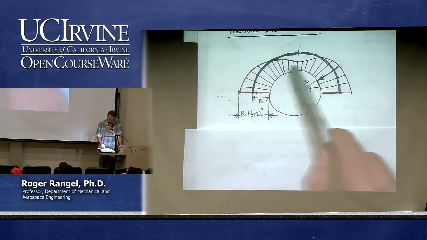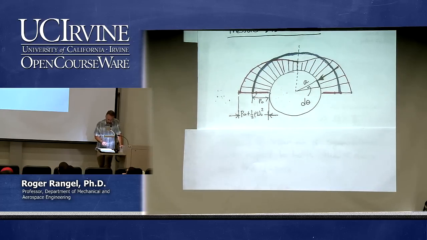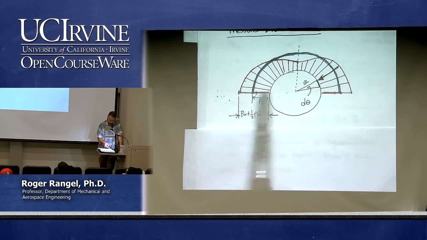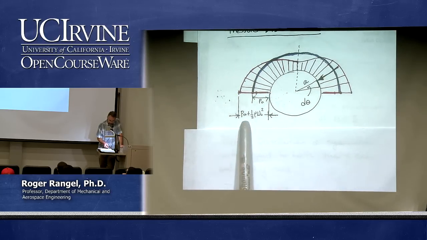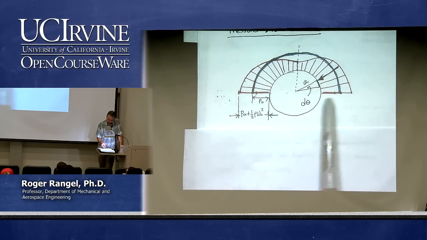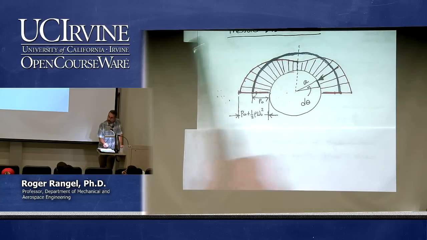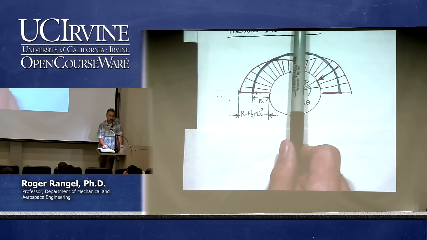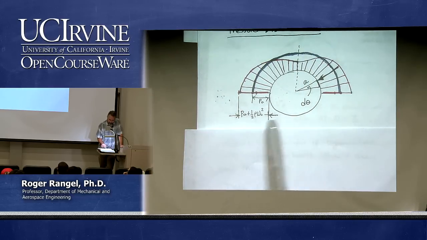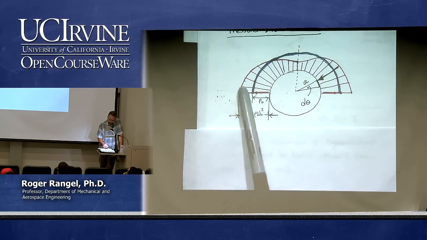So there is my cylinder. The red is the pressure on the cylinder that I was just talking about. So at the front, at the stagnation point, it is P naught plus 1/2 rho u naught squared. Same thing for the back. I didn't write it here, but at the back, this is symmetric with respect to the y-axis. So at the very back is also P naught plus 1/2 rho u naught squared. And then it decreases.